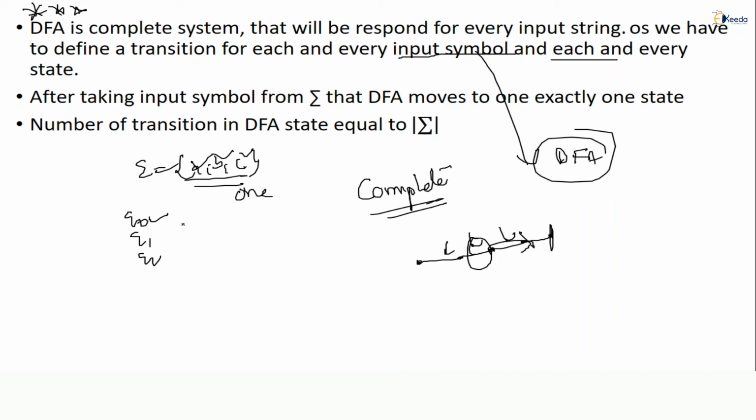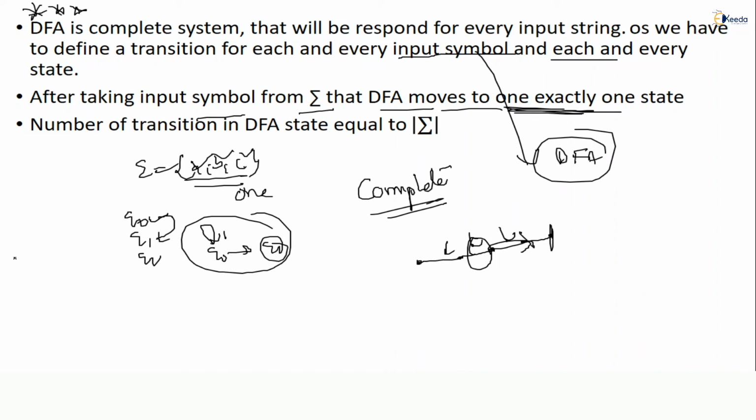So DFA is telling that at each and every state we must give a transition for each and every input symbol which you specified, exactly one time. After taking an input symbol from sigma, the DFA moves to exactly one state only. Exactly one state. Are you getting it? So if Q0 on some input symbol goes to Q1, or you may be going to a self loop, but exactly one move will happen.